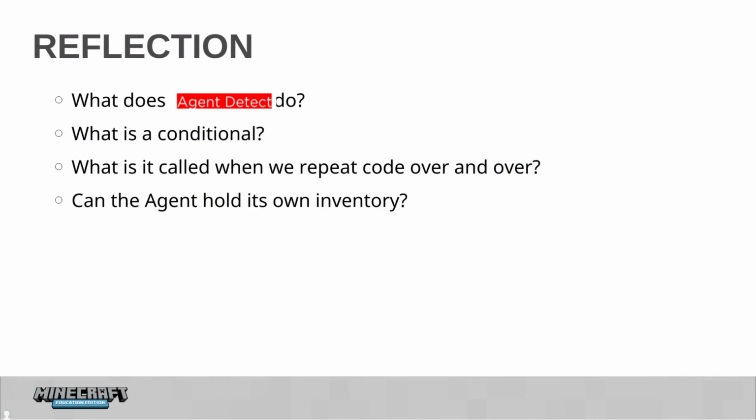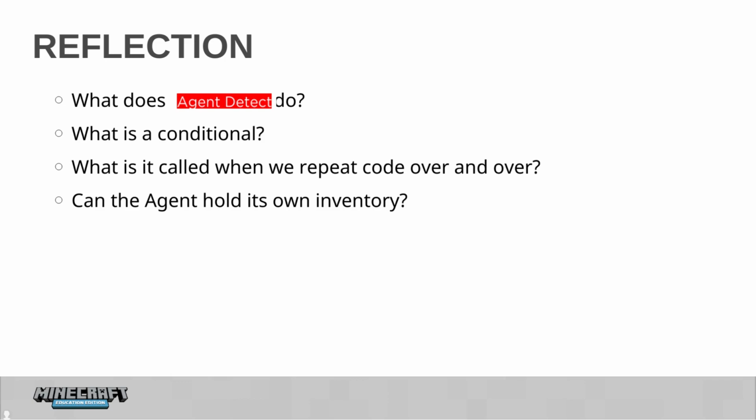Now that we've completed lesson 5, let's answer our reflection questions. Pause the video and answer these on a scrap piece of paper. When you are ready, press that play button again and we will go over them. The agent detect block will detect whether or not there's a block in front of the agent or not. A conditional tests whether something is true or false.